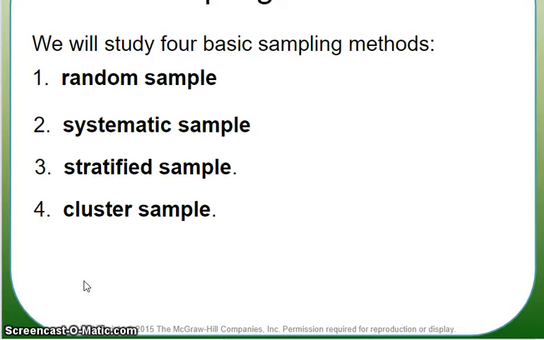So maybe we want to stratify it with something like freshman, sophomore, junior, and senior. So maybe we want to stratify it first, and we divide everybody up into those 4 groups, and then we would pull a random sample inside those groups.